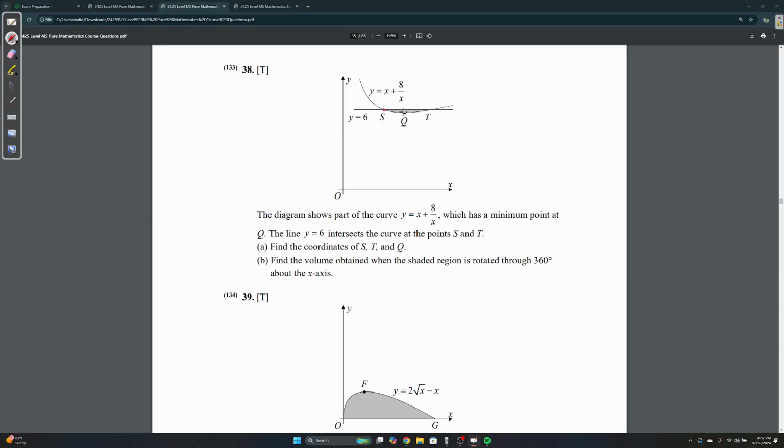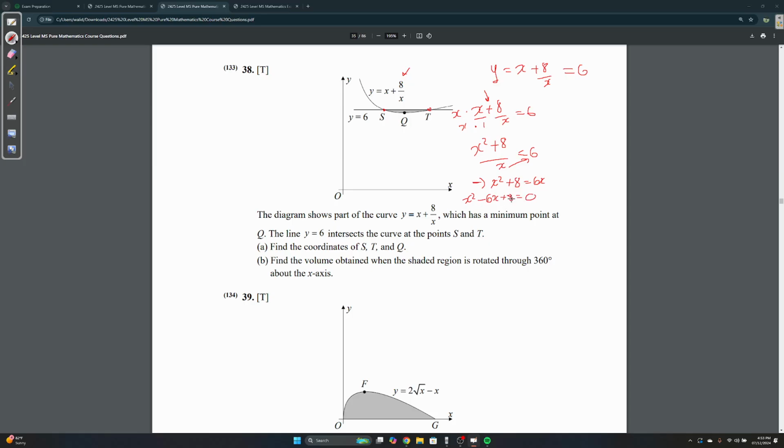Okay, so we know that at S and T, y is equal to 6, so we can easily find S and T by just equating y equals x plus 8 over x to 6, right? So x plus 8 over x is equal to 6. How would you solve this? The first thing that's coming to my mind is to combine these two, so multiply by x up and down so that you can add these two fractions. So you're going to get x squared plus 8 over x is equal to 6. Now you can cross multiply, so you get x squared plus 8 is equal to 6x. And you can solve this as a quadratic, so x squared minus 6x plus 8 is equal to 0.